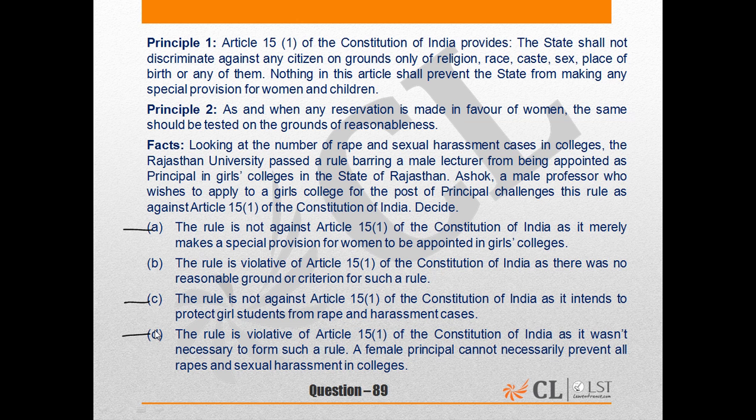The question talks about Article 15 Clause 1 of the Constitution, which provides that the state shall not discriminate against any citizen on grounds only of religion, race, caste, sex, place of birth or any of them. Nothing in this article shall prevent the state from making any special provision for women and children. Alright. Principle 2 says, as and when any reservation is made in favor of women, the same should be tested on the grounds of reasonableness. Fine. Now what does the fact say?